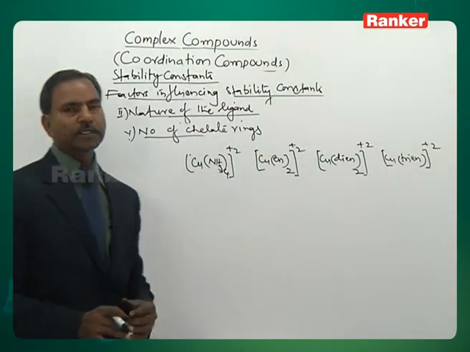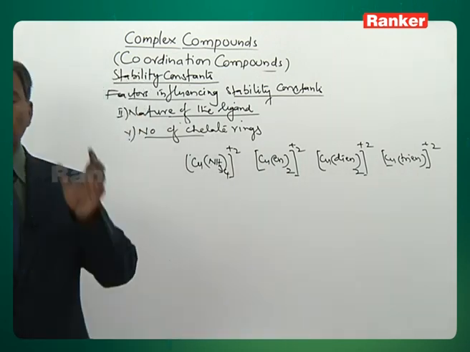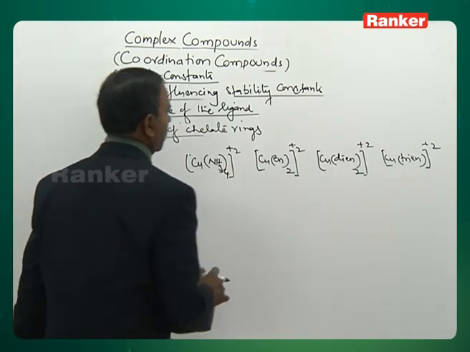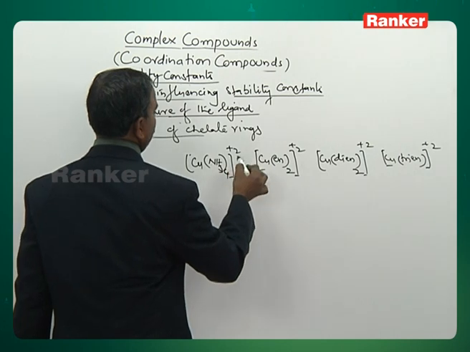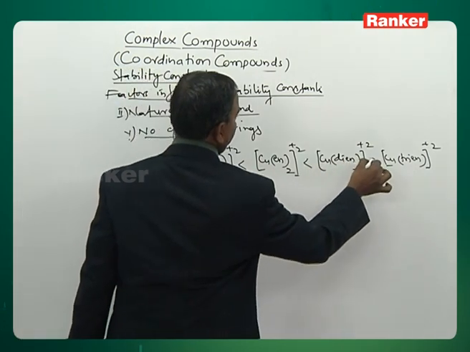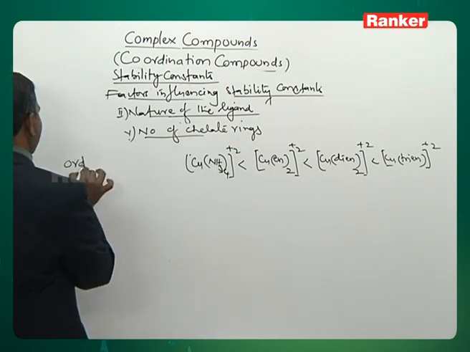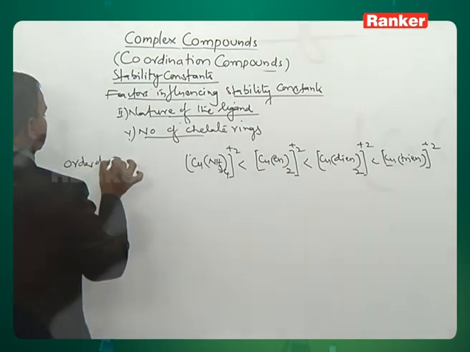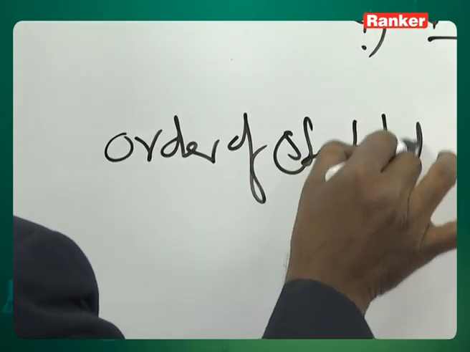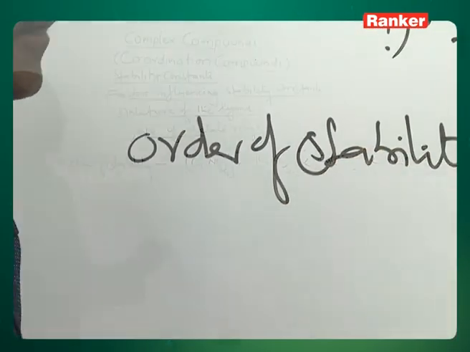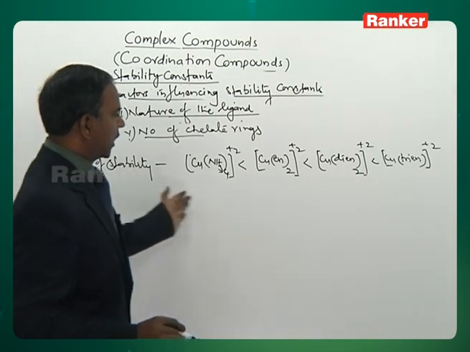See, one is the amine complex, then the ethylene amine complex, dien and trien. Order of stability we talk about. This is less stable than this, this is less stable than this, and this is less stable than this. So this is what you say is the order of stability.